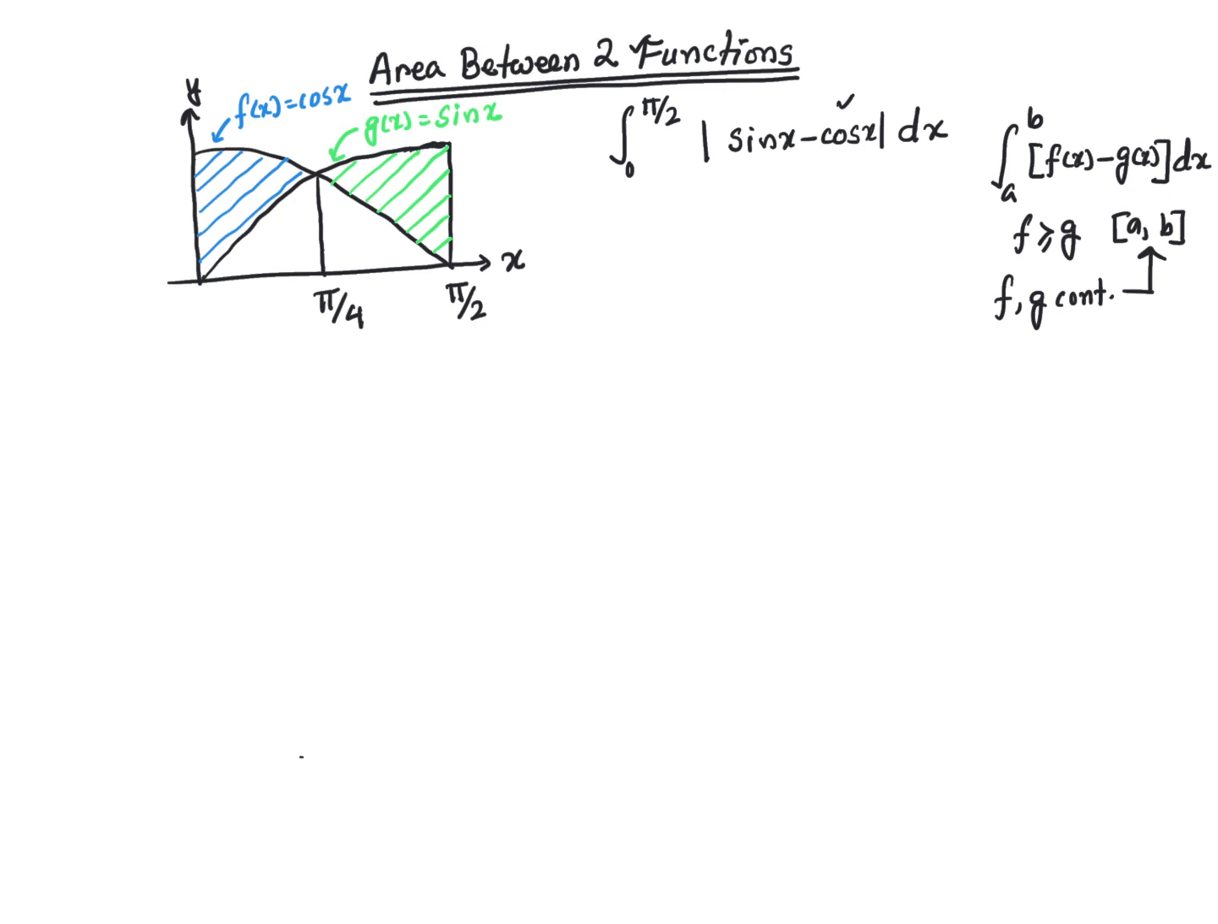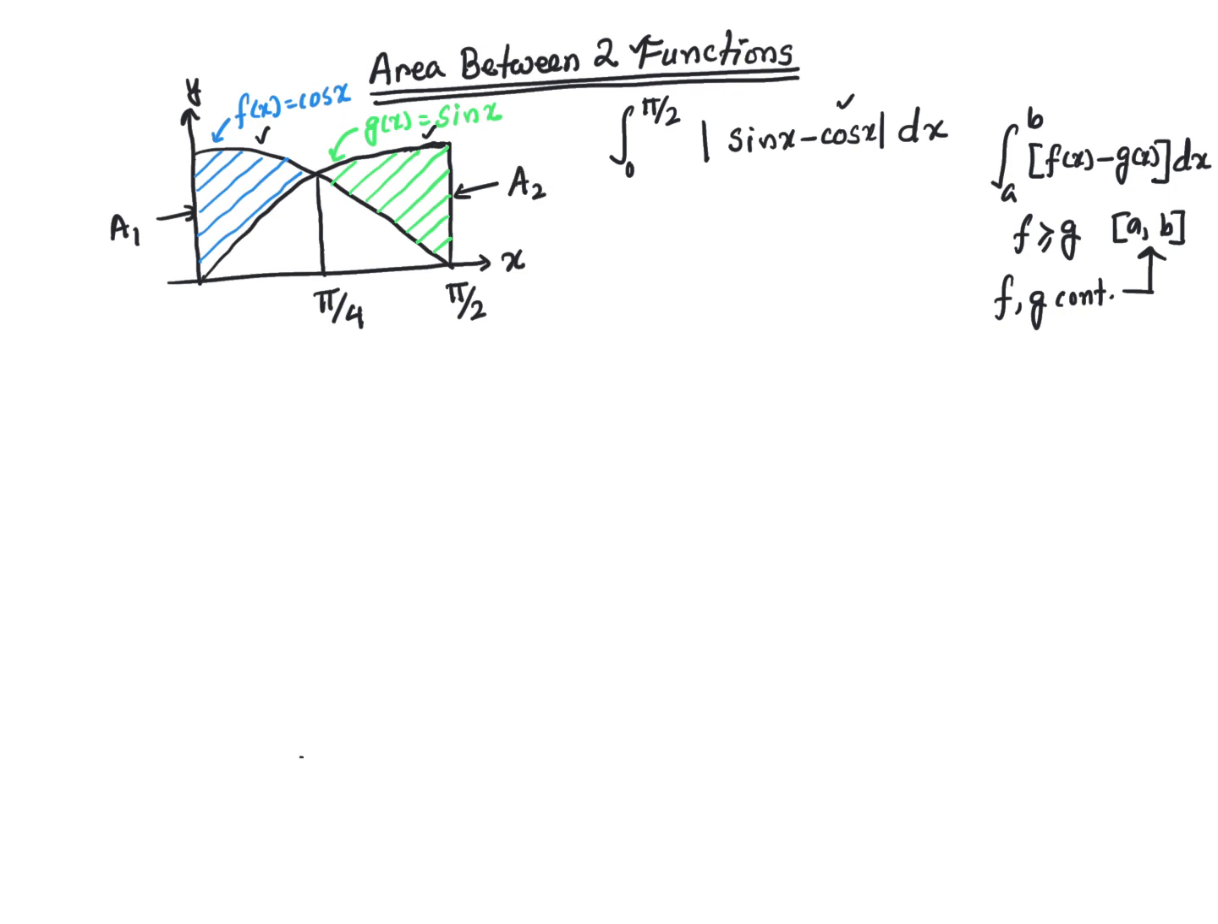But for this function, obviously you can see right here cosine is bigger than sine, and right here the sine is bigger than cosine. So what we need to do, the way we get rid of this problem, is just that we break it into two pieces. So let's call this my area 1. So the left one, this is my area 1, and let's call this one my area 2.